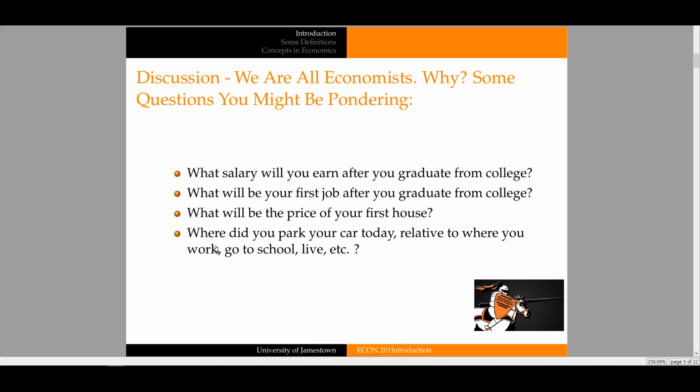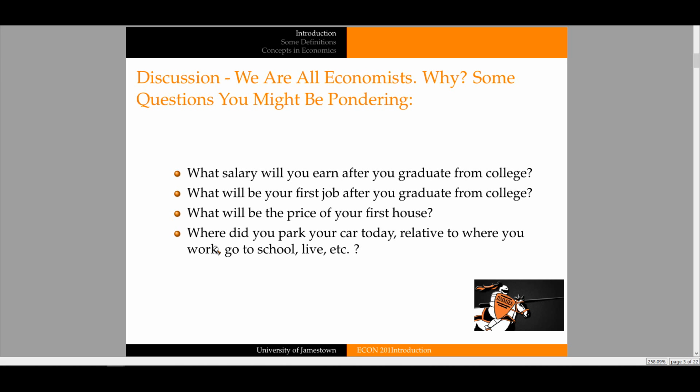That's an economic question. What will be the price of that house? Where will you buy that house? What kind of mortgage will you be taking out, or utilizing to finance the house? Some students have the financing; will you just outright buy a house? So again, that's an economic question.